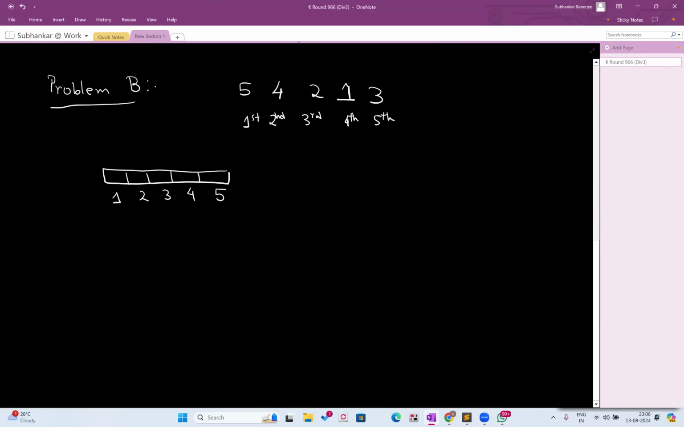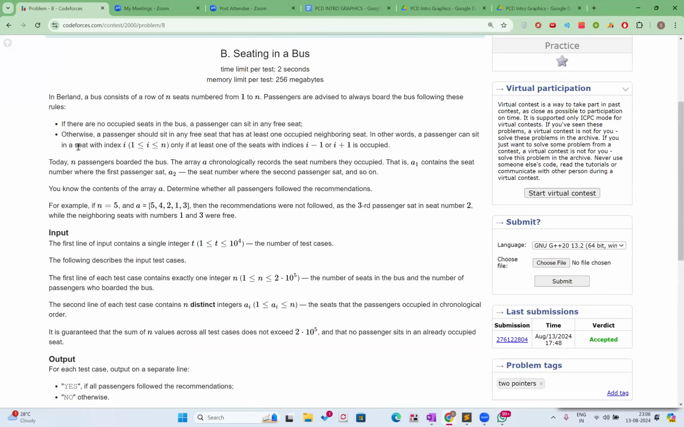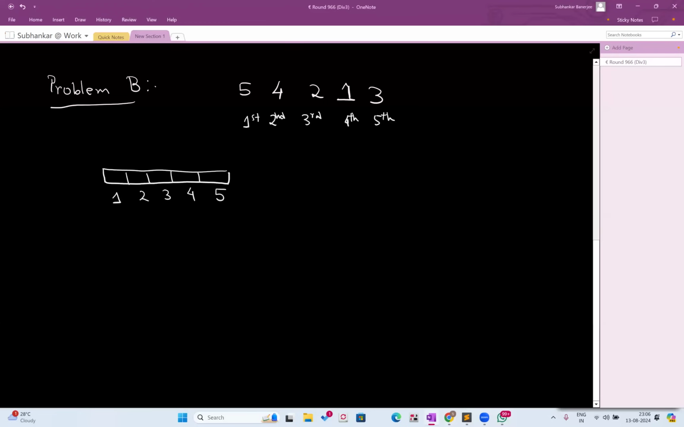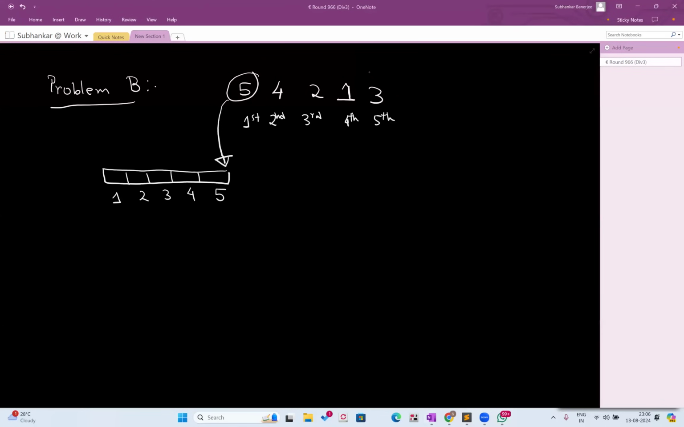So basically, first everything is empty. According to our algorithm, there are no occupied seats in the bus, so he can occupy any free seat. The first passenger comes and tries to occupy the fifth seat, and we'll just give him this seat since all the seats are free. We can just give him any seat.